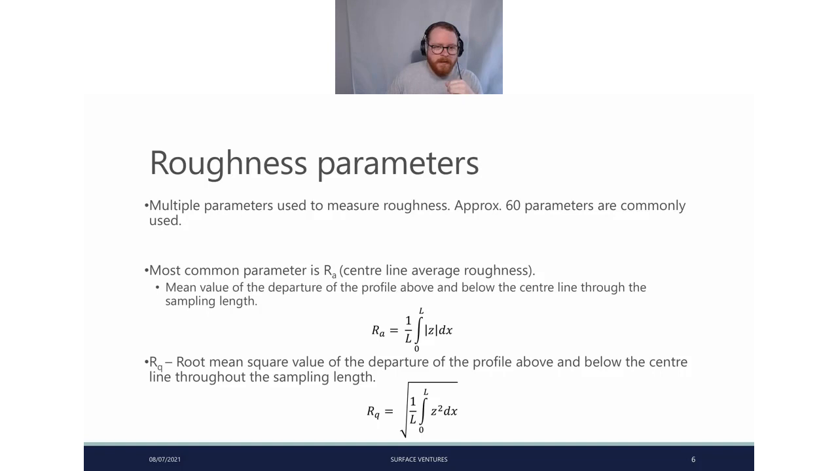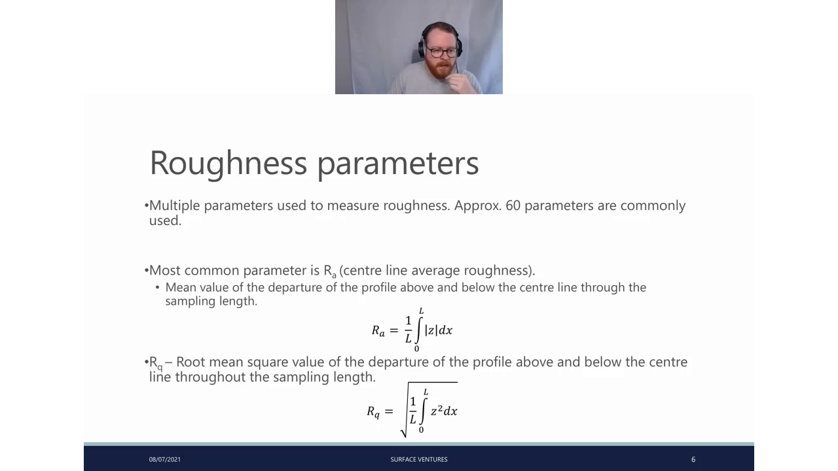Somewhat amusingly, this is somewhat of an issue in metrology because there is an absolute glut of parameters, some of which are quite difficult to implement, or it's difficult to find a specific use case for them. Some people simply invent parameters and use those, but then it just adds to the list. But Ra is typically the most common one you'd see in any type of research paper.